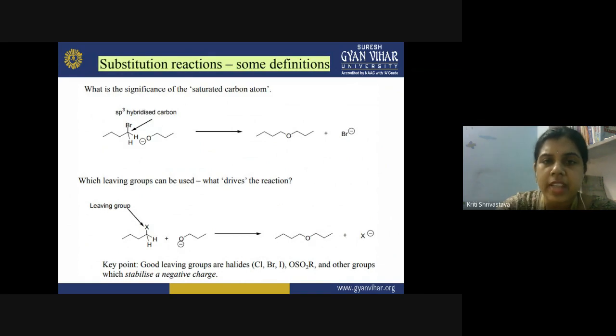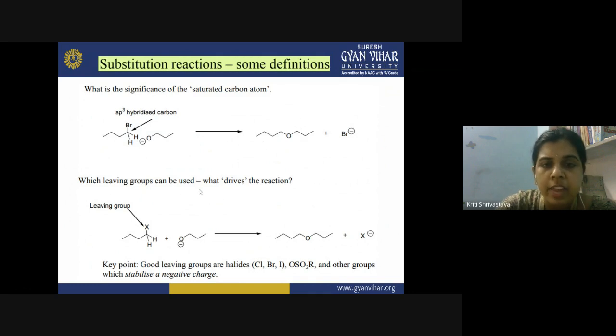So these substitution reactions have some definitions, and let us see what these are. What is the significance of the saturated carbon atom? Whenever you have a saturated carbon atom, it means that it has four valencies, and these four valencies all contain some groups, and no double or triple bond is there. So you call it a saturated carbon atom. And a saturated carbon atom is always sp3 hybridized. So in the sp3 hybridized state, you can see that the bromine is a leaving group, right? And it leaves the compound when some substituted ether is formed.